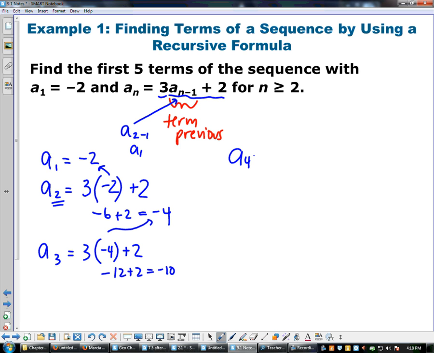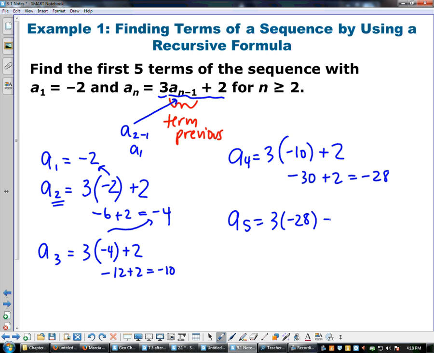a sub 4 is 3 times my previous term, which is negative 10, plus 2, so negative 30 plus 2, where we have negative 28. And a sub 5 will be 3 times negative 28 plus 2, which is going to give me negative 84 plus 2 equals negative 82. So our first 5 terms: negative 2, negative 4, negative 10, negative 28, negative 82.